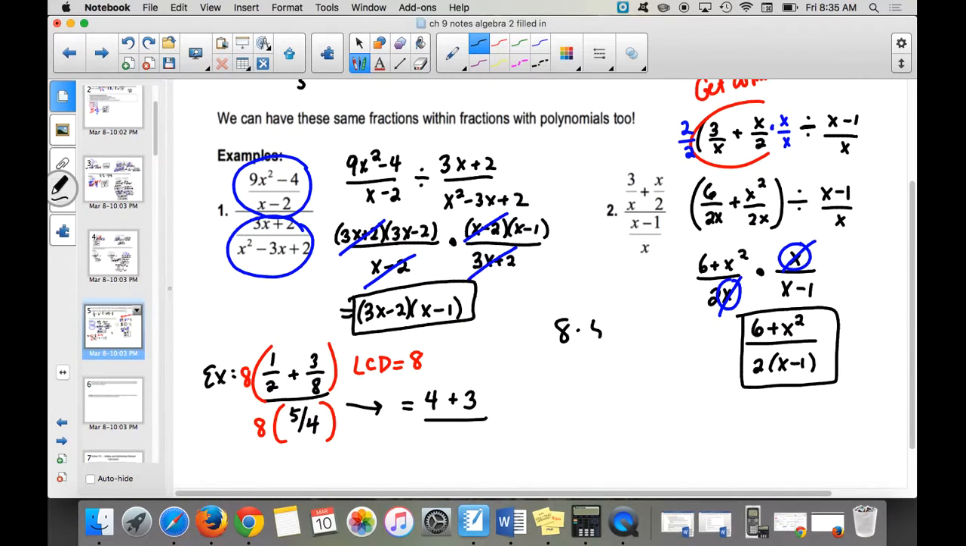Well, 8 times 5 over 4, what's that? Yeah, 40 over 4, which is 10. And right away we get 7 over 10. Done. That's an easier way of doing that.